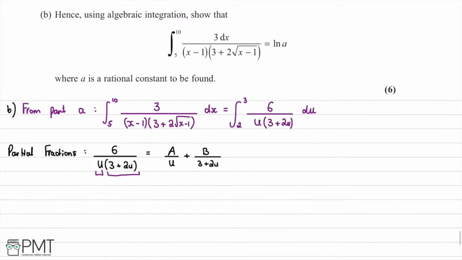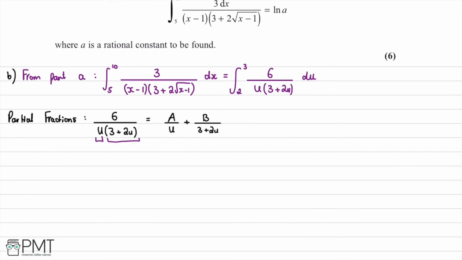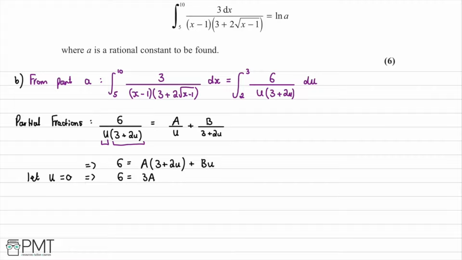So how are we going to do this? So we're going to multiply both sides by u lots of 3 plus 2u. So therefore, this is going to leave us with the fact that 6 is going to be equal to a lots of 3 plus 2u, and then we're going to add in b lots of u. So then what we can say is if we let u equal 0, we'll have that 6 is going to be equal to 3 lots of a plus 0 lots of b. So that then means here we can say that a is going to be equal to 6 over 3, which is 2.